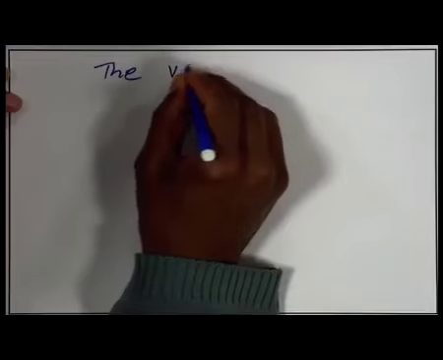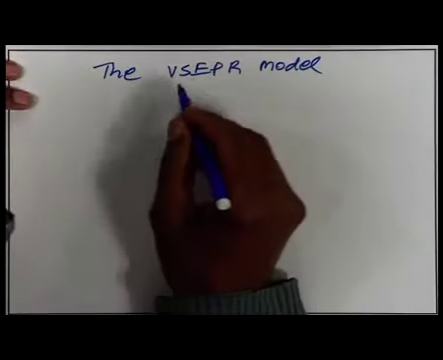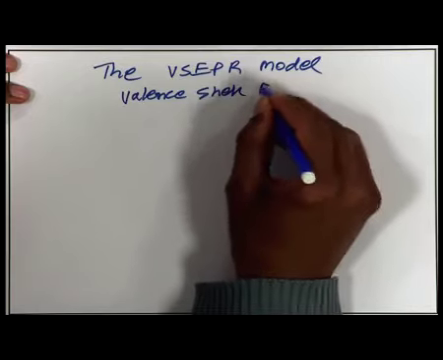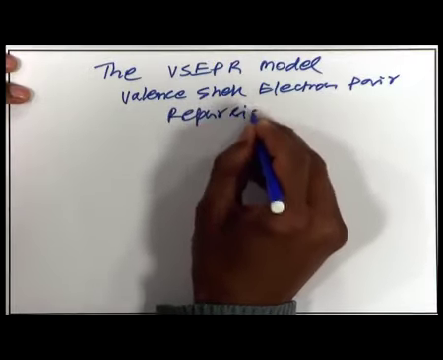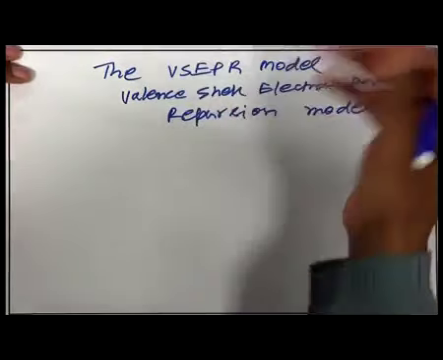Still, one can find out the shape of the molecule by doing experiments, such as the spectroscopic method. Another method is the single crystal X-ray diffraction method. Those things we are not going to see here, but however, one can tell the shape of the molecule using a model called the VSEPR model. This is called the valence shell electron pair repulsion model. So using this model, one can predict the shape of the molecule.